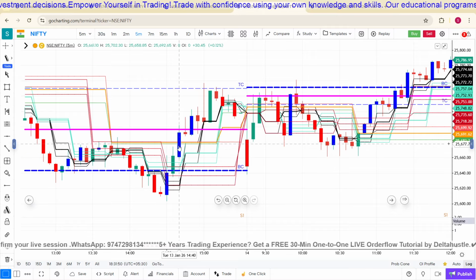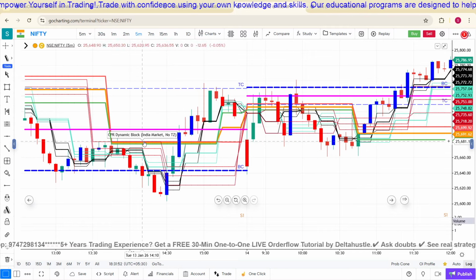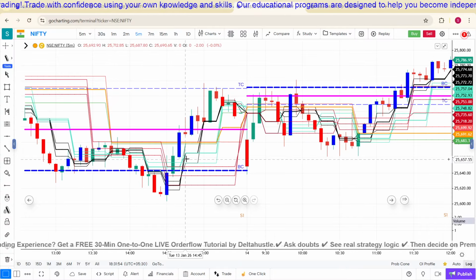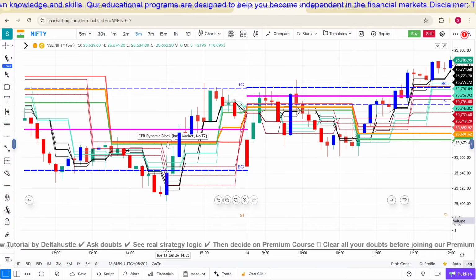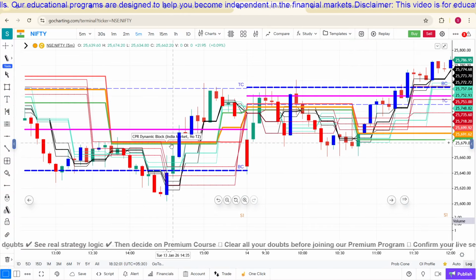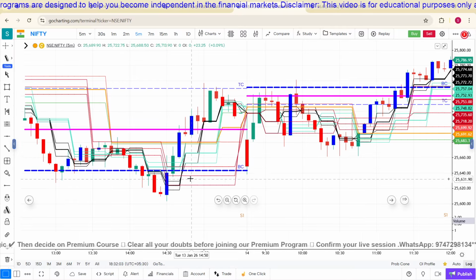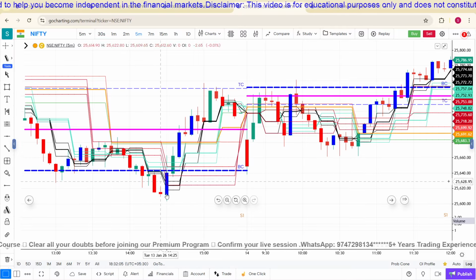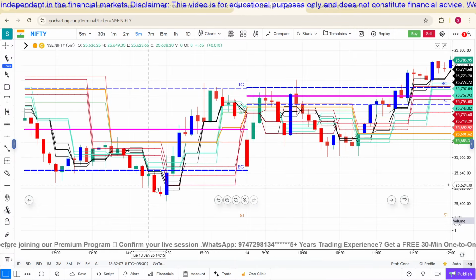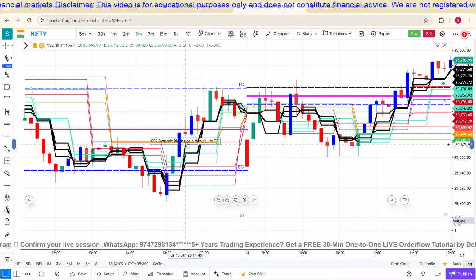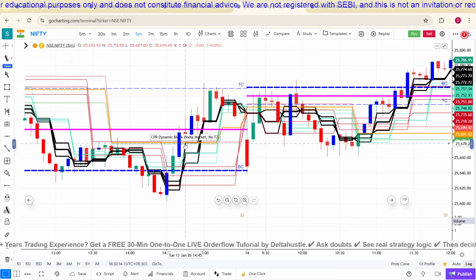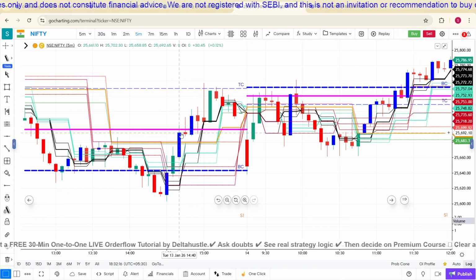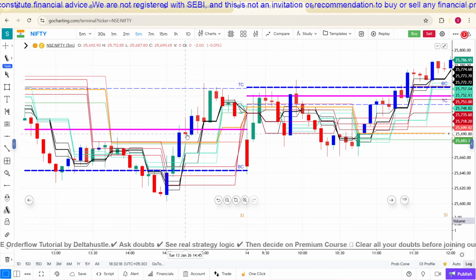And in this case, see, the 90 minutes CPR becomes narrow and the 30 minutes and 15 minutes are wide and trading lower than the 90 minutes CPR. In this case, we never take a long position on this lower side. It's a trap here. We need a breakout of this 90 minutes CPR. Yeah, this candle breakout happened.